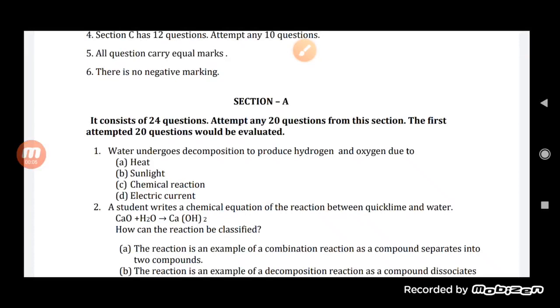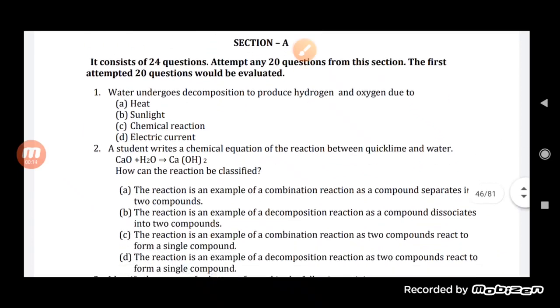So students, in the previous class, in this chapter, we were talking about the questions from the sample paper, and today we are also going to continue with the same. As you can see here, again we'll start with Section A. You will see that there are 24 questions and we have to attempt any 20 questions from this section. So let us see all the questions.